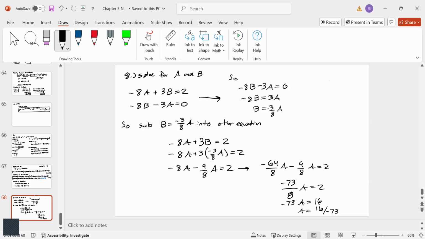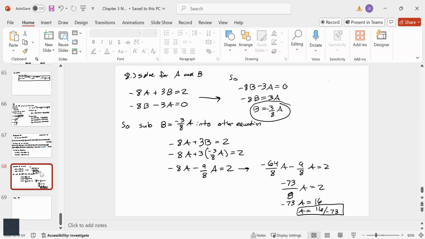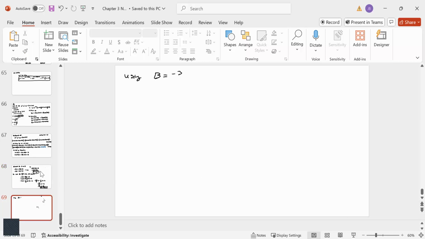And me showing these mistakes in the video is just to show you that it happens even at the most random times. So always be on guard for sign errors, right? So we got A. Yay. Now the nice thing is I already have a relationship for B, right? So I can solve for B now using B equals negative 3/8 A.